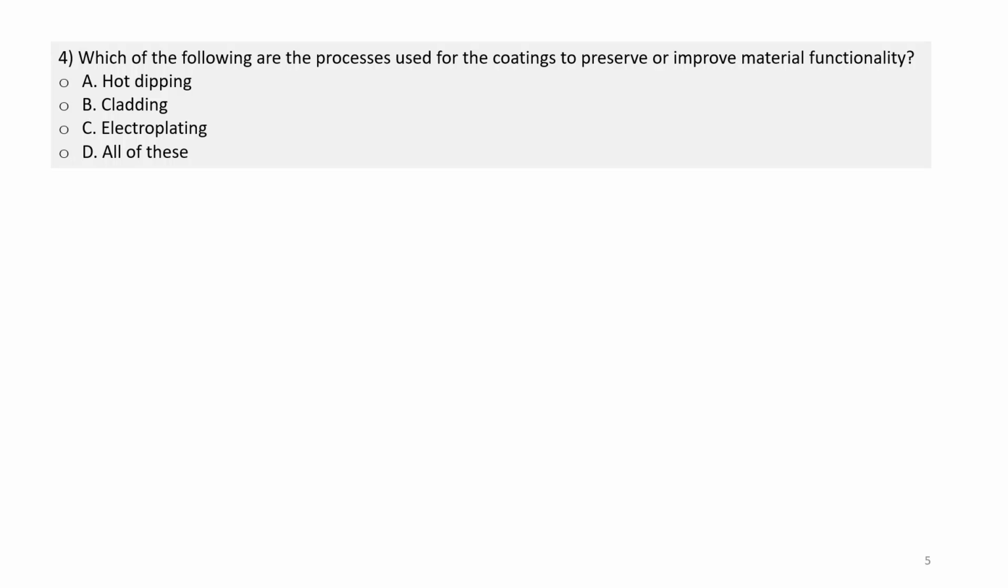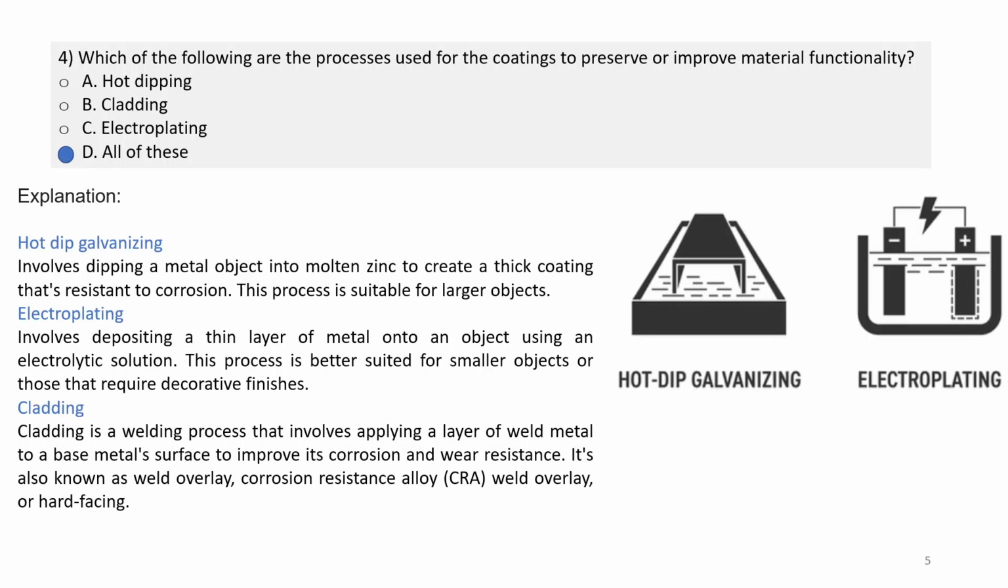Next question is, which of the following are the processes used for the coating to preserve or improve material functionality? Your options are hot dipping, cladding, electroplating or all of these. So the correct answer will be all of these. And here you have schematics of hot dip galvanizing and electroplating.